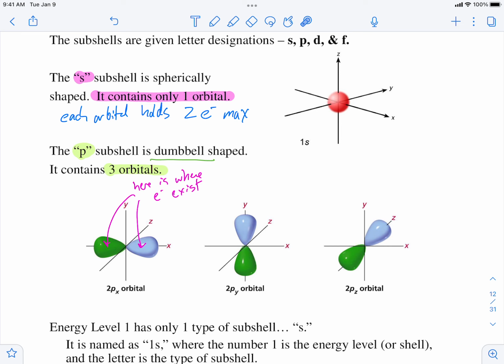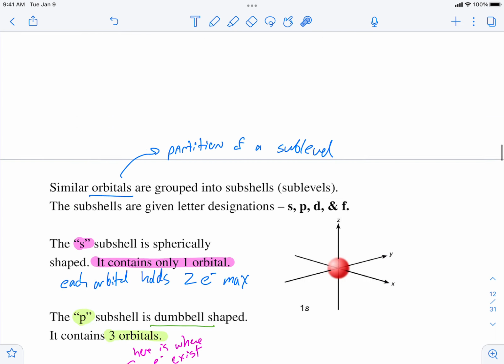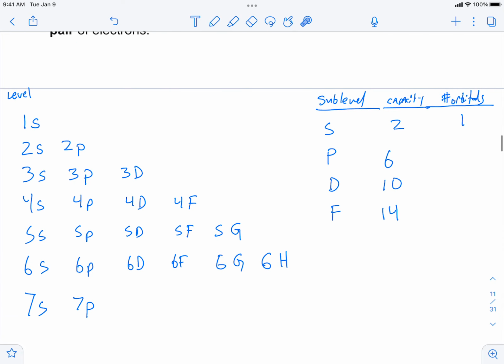Okay, so there are 3 orbitals, and each one can hold 2 electrons. So when you add them up, the P sublevel holds 6. So we go back and update our chart. The P sublevel holds 3 orbitals. And since we're here, can you deduce how many orbitals there are in D? There would be 5. In F, there would be 7. If there were a G, I'm saying theoretically, because G has not been observed directly, what would the capacity be and how many orbitals would there be? Yes. So there's a pattern here.